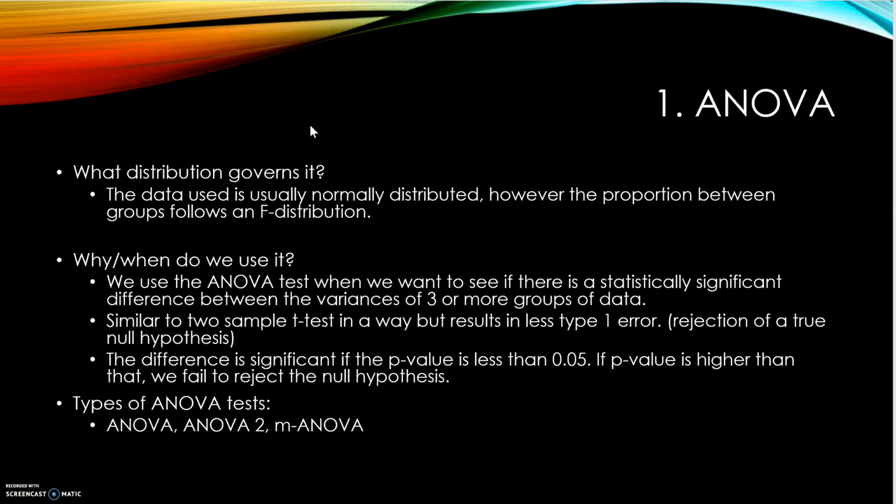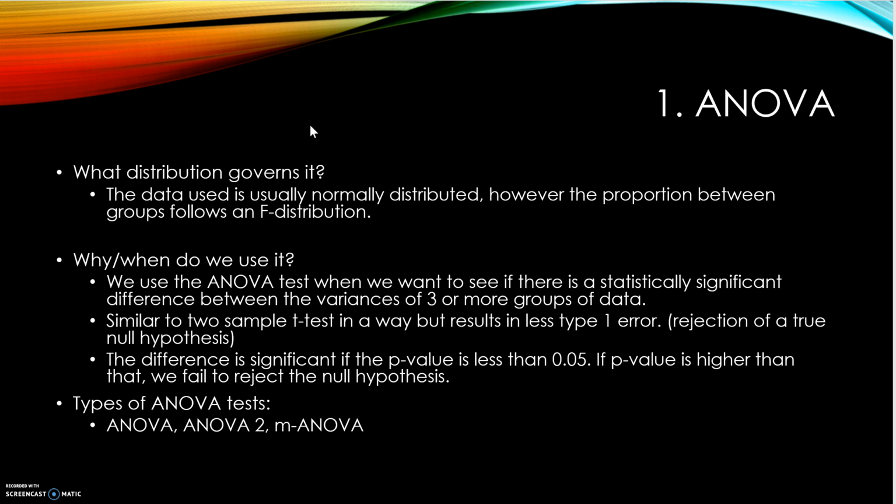In the ANOVA test, the data is usually normally distributed. However, the proportion between groups follows an F distribution. We use the ANOVA test when we want to see if there is a statistically significant difference between the variances/means of 3 or more groups of data.